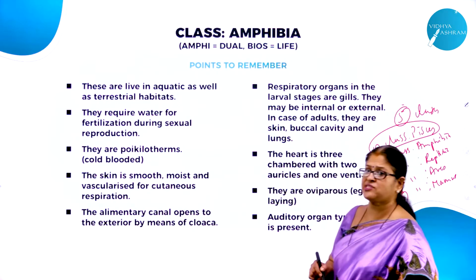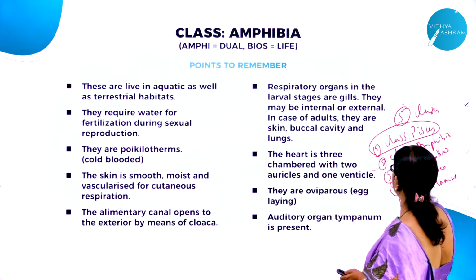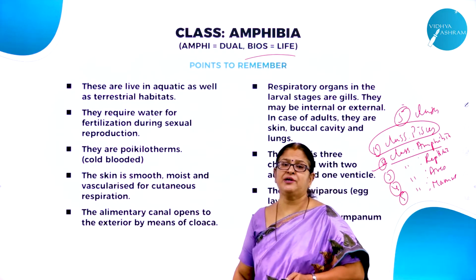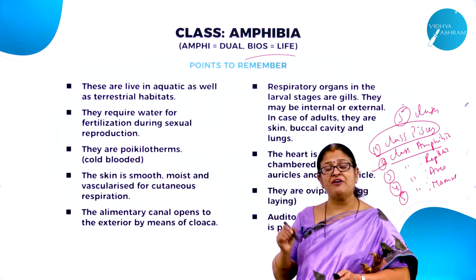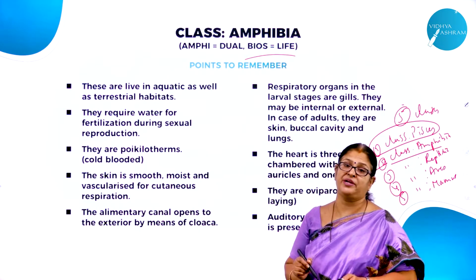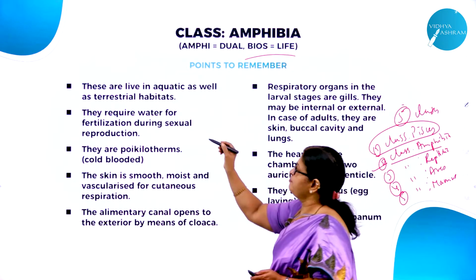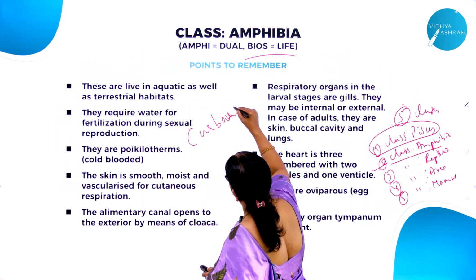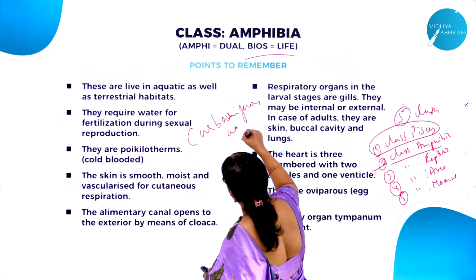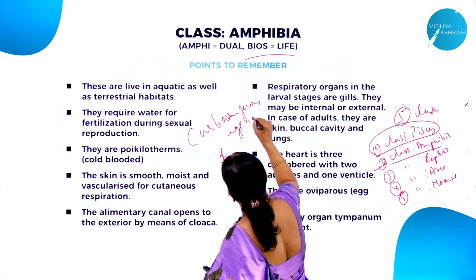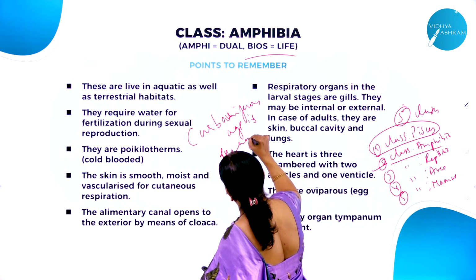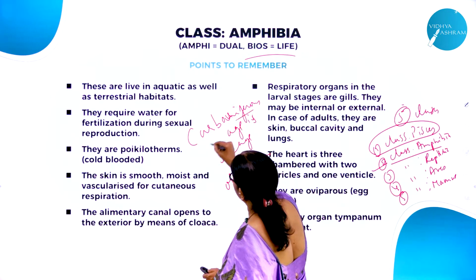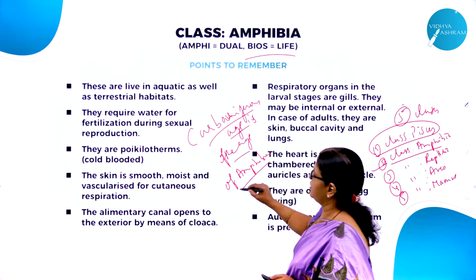So in today's session we are going to study about a very important class called class Amphibia. All of you might have come across a frog. So amphibians are the animals which were more dominant in the Carboniferous era or the Carboniferous age. Carboniferous age is the age of amphibians.